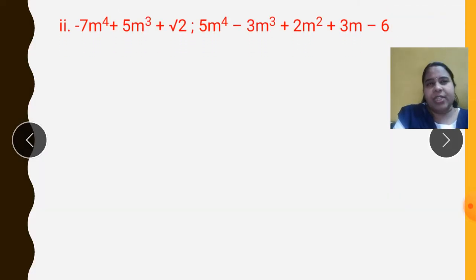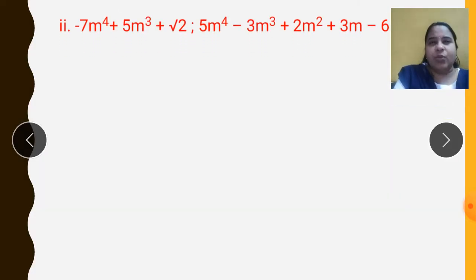Question number 2. Question number 2 is this. Here also we just need to add these two polynomials. What should be our first step? To remove this sign, put a plus sign. Next step, since addition is done, no sign will be changed. Then collect the like terms.